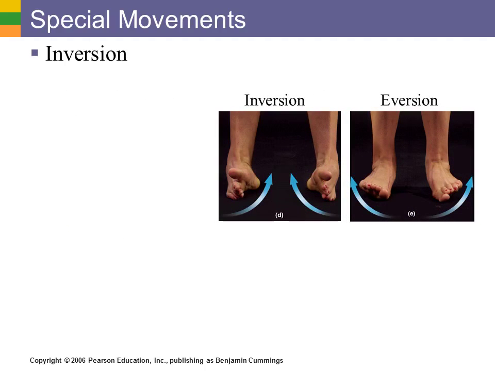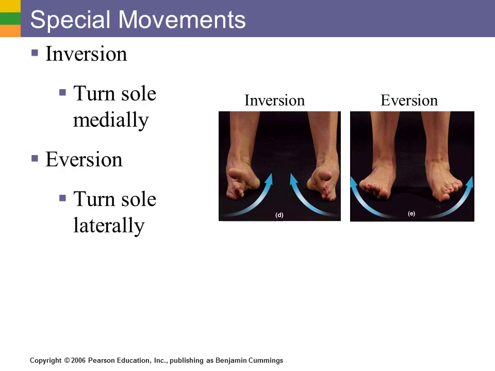Now the other movements here of the feet, the first one involves inversion. Inversion is turning your sole towards the middle or medially. As you see in this picture, it's basically inversion when somebody sprains an ankle because the foot turns in. It can also be done if you try to walk on the lateral edge of your foot, the outside edge of your foot. Eversion is the opposite. You're going to turn your sole laterally, basically trying to walk on the inside of your foot, across your big toe.